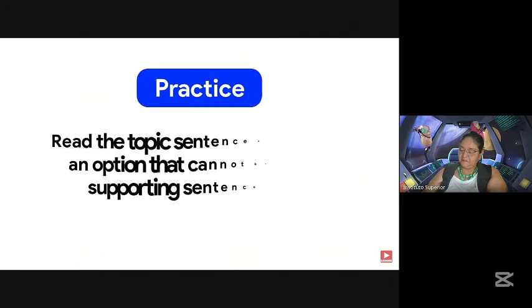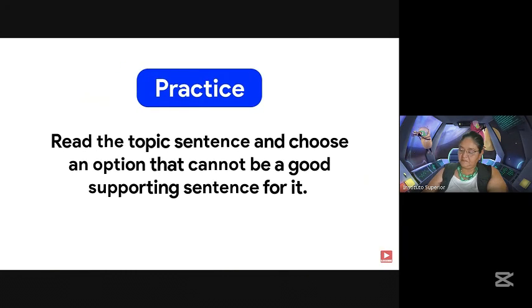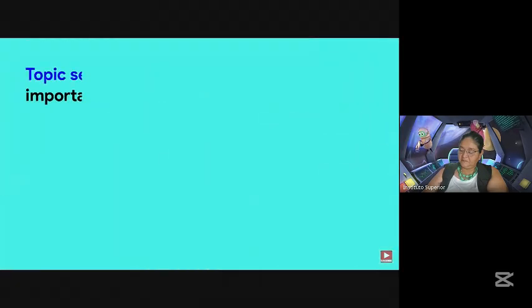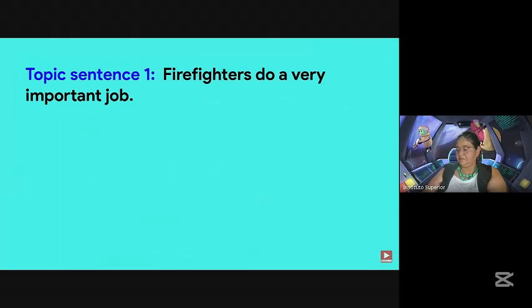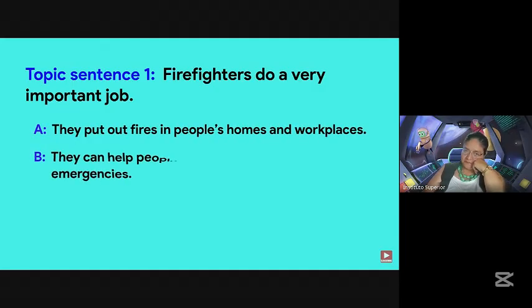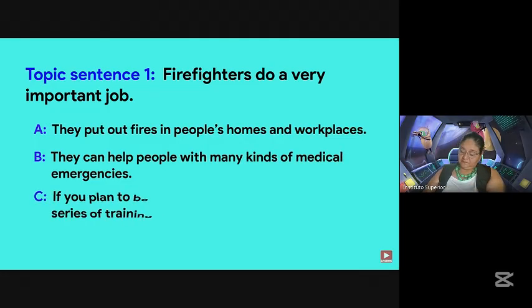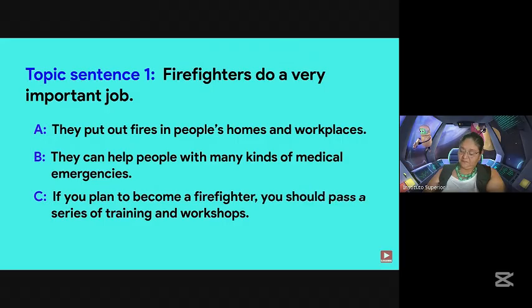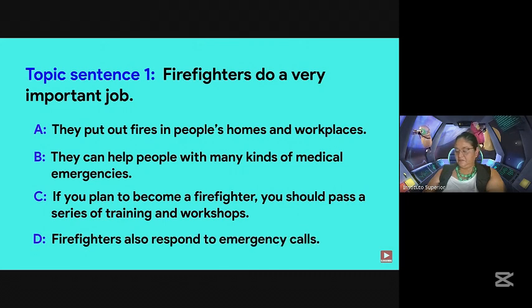Practice. Read the topic sentence and choose an option that cannot be a good supporting sentence for it. Topic sentence 1. Firefighters do a very important job. They put out fires in people's homes and workplaces. They can help people with many kinds of medical emergencies. If you plan to become a firefighter, you should pass a series of training and workshops. Firefighters also respond to emergency calls.